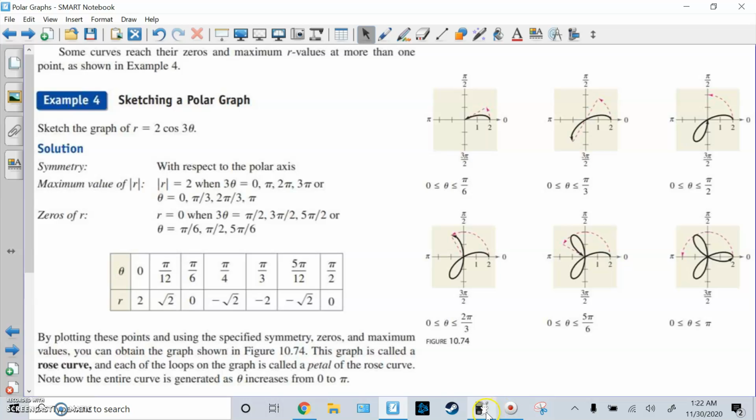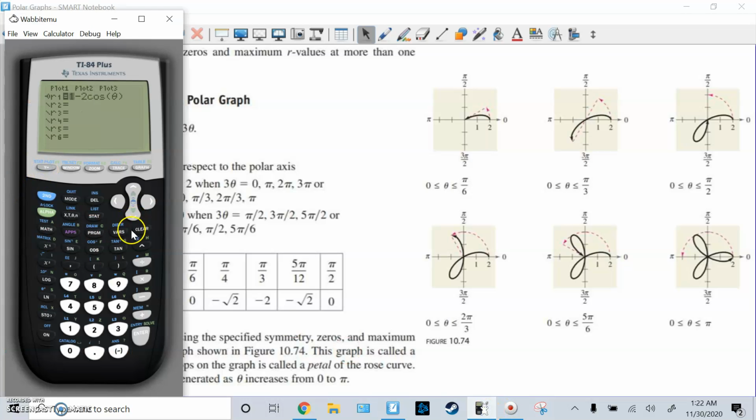So here, notice, I'm going to graph that. r equals 2 cosine of 3 theta. Turn on the little tracer tool.